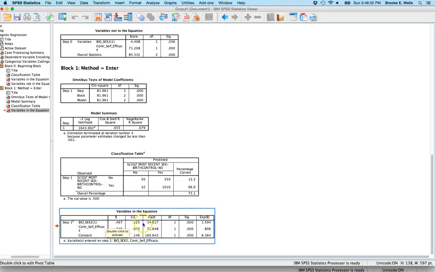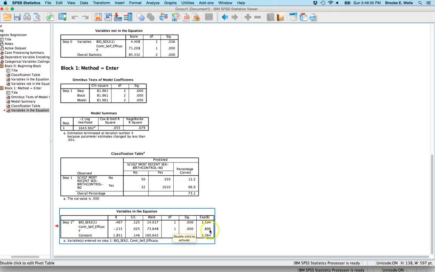The biological sex variable tells us that males are more likely than females to use contraception. We can also see this if we run just a simple chi-square and look at the percentages of males that use contraception and the percentages of females that use contraception at their last sex. It'll be interesting to see how that might shake out differently if we get rid of those people who only used withdrawal. And then when we look at this contraceptive self-efficacy variable, we see that it is a significant predictor.